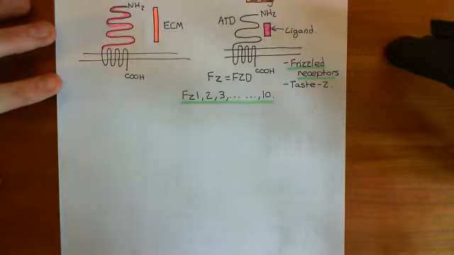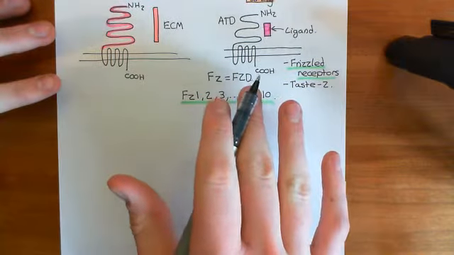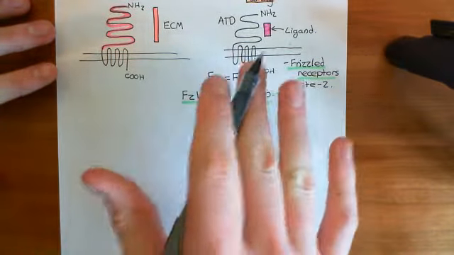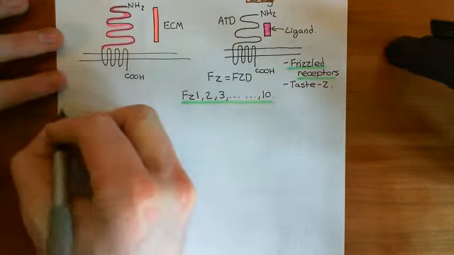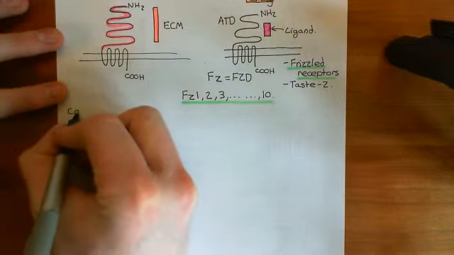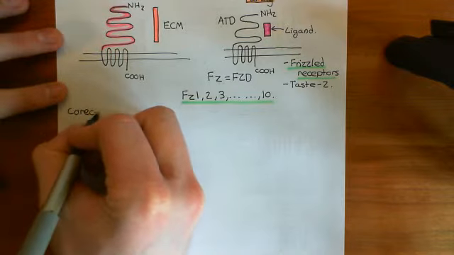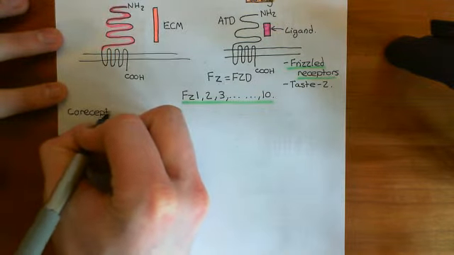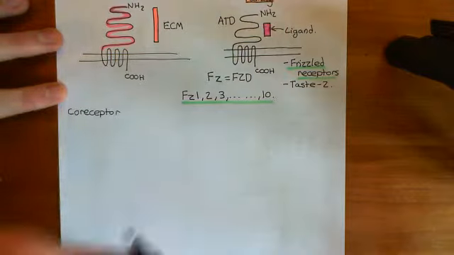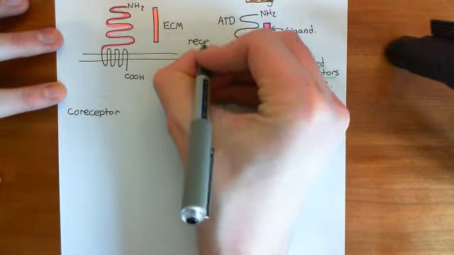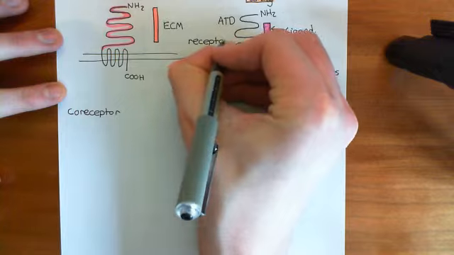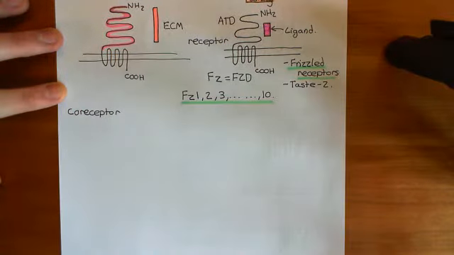Now, the Frizzled receptor gets the better title. The Frizzled receptors are called the receptors for Wnt, and these other receptors are known as the co-receptors for Wnt. These get the lesser title, if you like, but they really have as much of a function in sensing the Wnt as the Frizzled receptors. But that's the way it's been called, so that's the way we'll stick to it. So these are the receptors and these are the co-receptors.